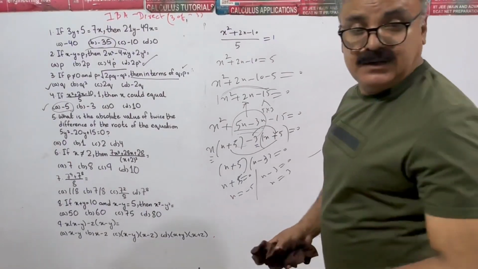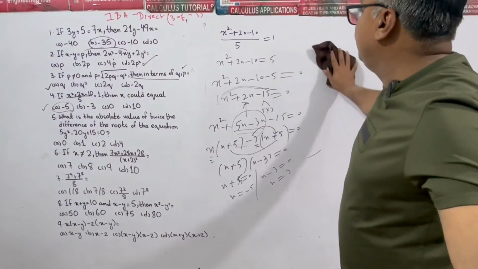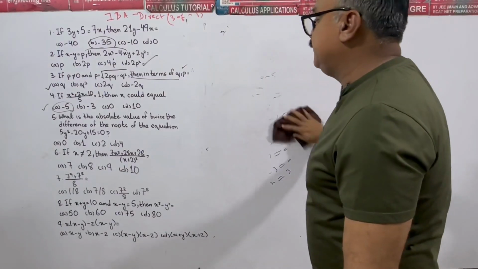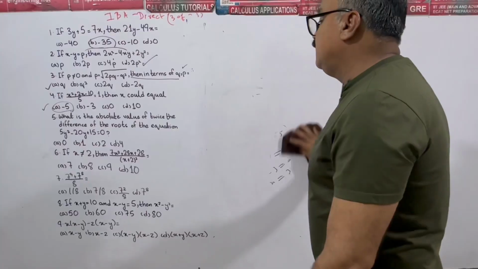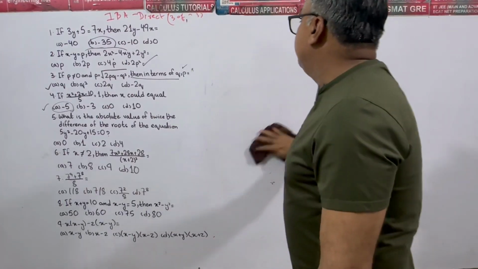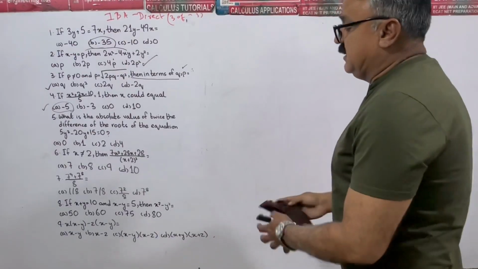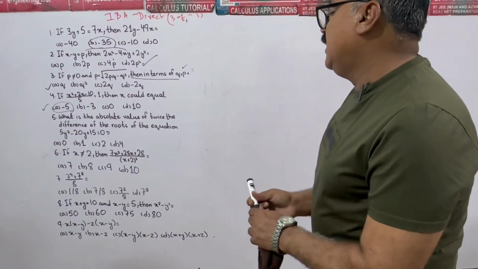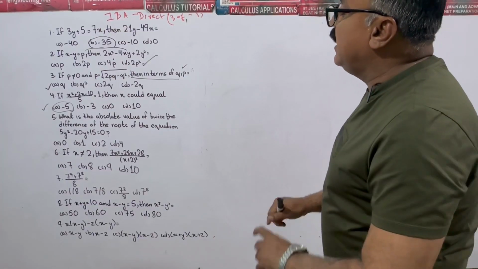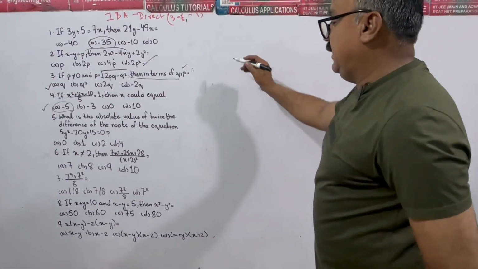Moving one step further, what is the absolute value of twice the difference of the roots? It means first we have to find the roots, the solution of this quadratic equation, then find their difference and double it. Let's see and find out.